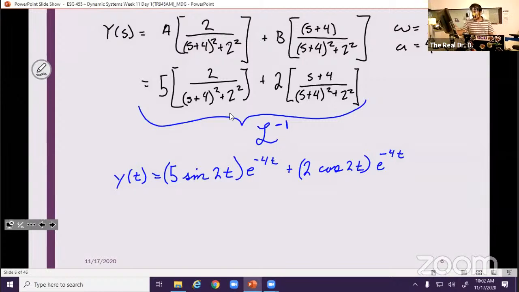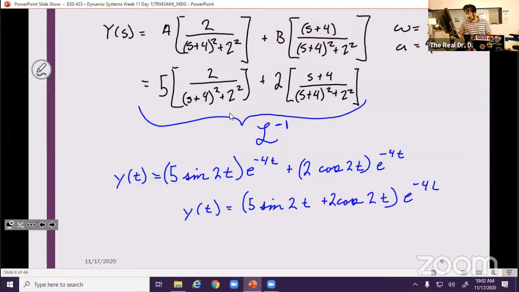Or if you wanted to be a fancy pants, you could pull out your e to the minus 4t, which is super fancy. Super fancy.